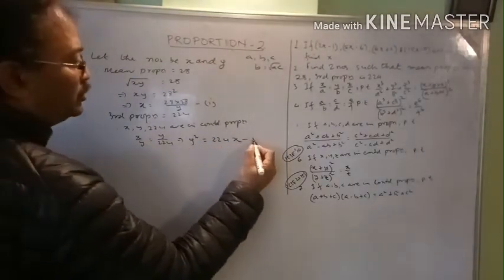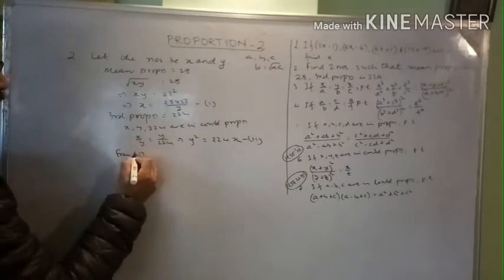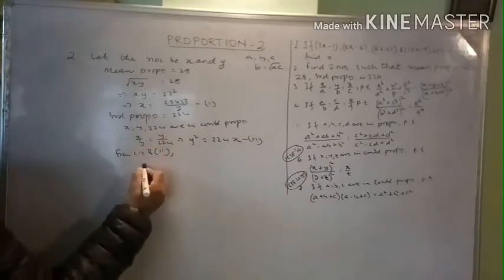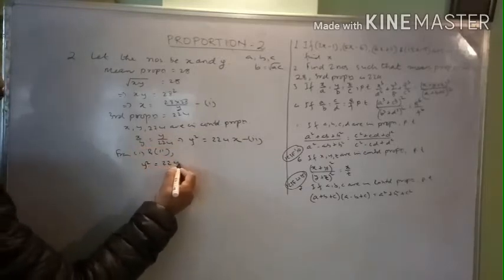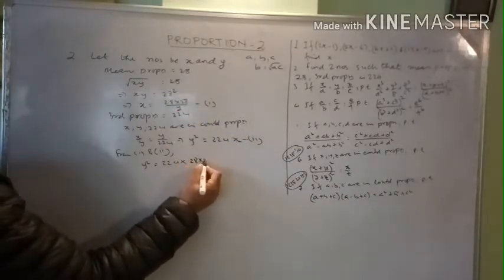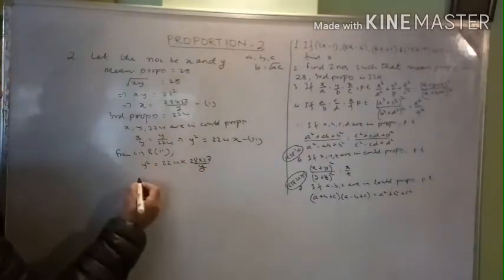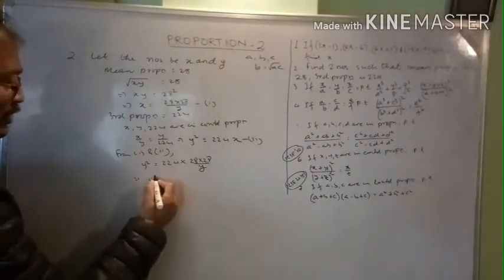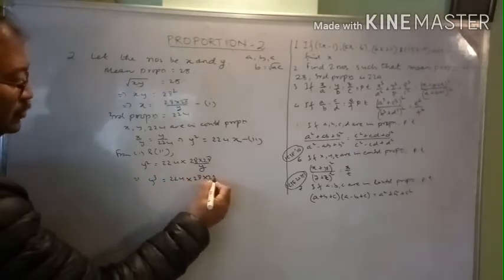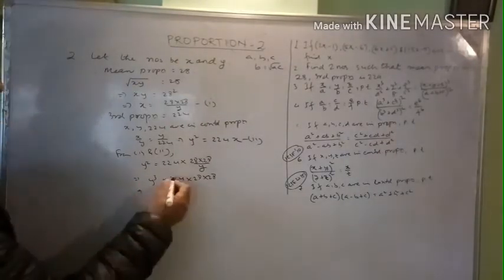So equation number 2. So therefore, from the two equations, what do we get? y square is equal to 224 into, now x equal to what you got, 28 into 28 by y. So if you cross multiply, you get y square into y, that is y cube, equal to 224 into 28 into 28. Now to find y, we find the cube root.